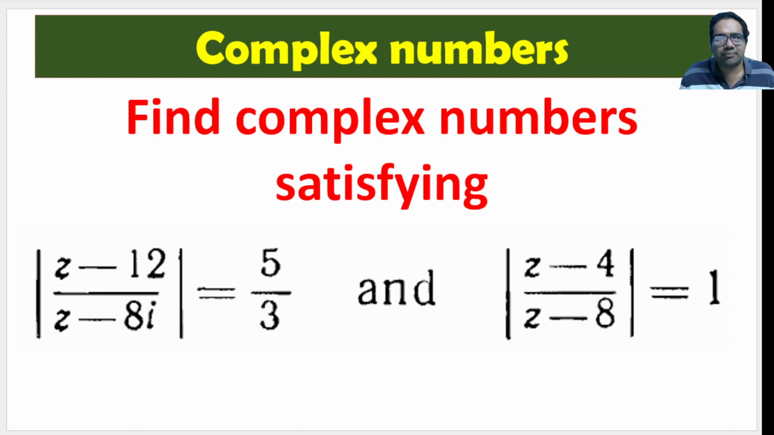Complex numbers behave like algebraic equations only. The equations in complex numbers also behave like algebraic equations, just that we need to be a little careful and say i squared equals minus 1. This question is actually pretty straightforward. Let's approach this one like any algebraic equation.